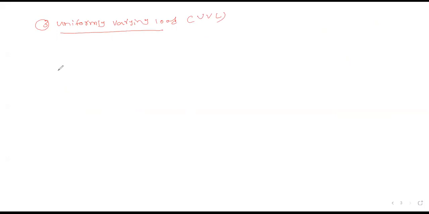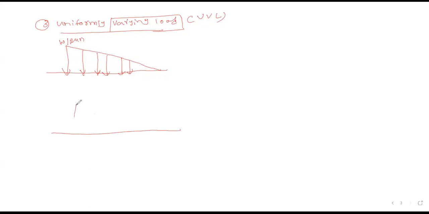Now uniformly varying load means your load varies and is not constant at every point. Your load varies from one point to another, but the variation is uniform. Yes or no? Please confirm me. Yes, sir. Okay, so we can represent it like this: w per run. So what do we mean by variation of the UVL?